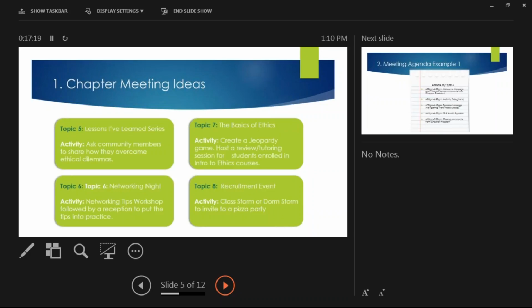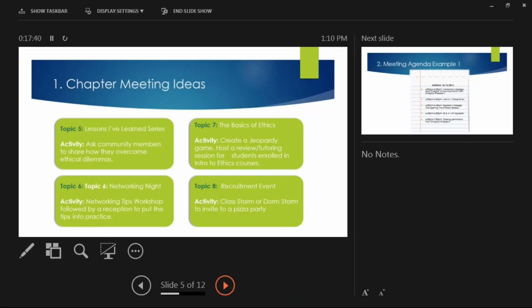And then next we move into topic 5, the Lessons I've Learned series. What you can do here is, it says, ask community members to share how they overcame ethical dilemmas. Based on some of the research that we've looked at, roughly 80% of young professionals will face some sort of ethical dilemma in their first 2 years in the workforce.